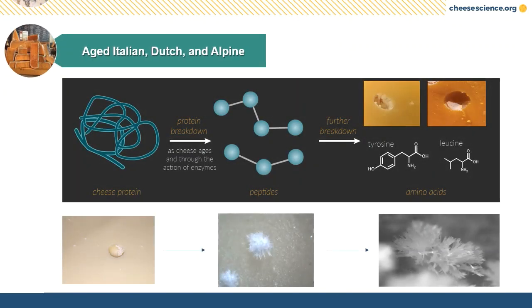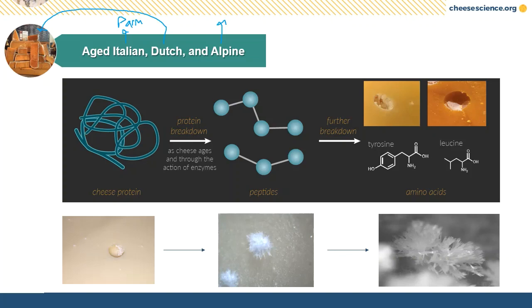The aged Italian, Dutch, and Alpine style cheeses. So for Italian, you can think of things like Parmesan cheese or Parmigiano Reggiano if you're talking about the traditional stuff. The Dutch cheese can be things like Gouda over here. I'm showing a picture of that. And then Alpine, that can be anything: Emmental, Gruyère, Comté, all sorts of interesting cheeses.